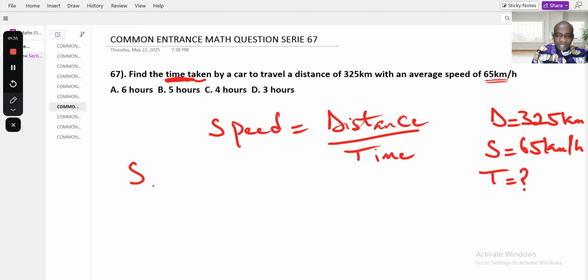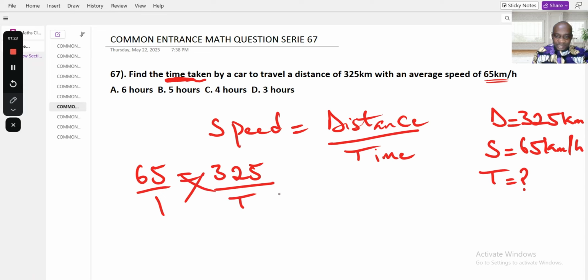Speed. What is our speed already? I don't want to write the speed again. Our speed is 65, equals, what is our distance? 325. What is time? Which is t. We don't know it yet. We can call it t. The next thing we are going to do is to cross multiply.